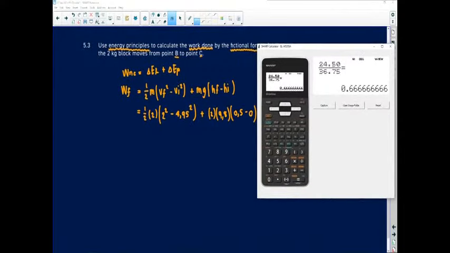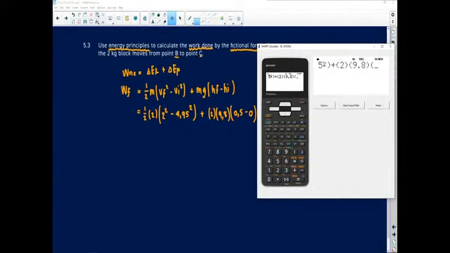Let me just move this over here. And I like using brackets with everything. 0.5 for a half. The mass is 2. That is 2 squared minus 4.95, and that is squared. Let's bring down my bracket, plus this is 2. My gravitational acceleration is 9.8.